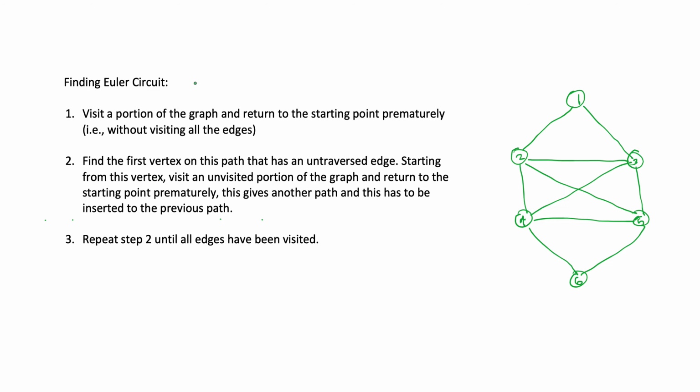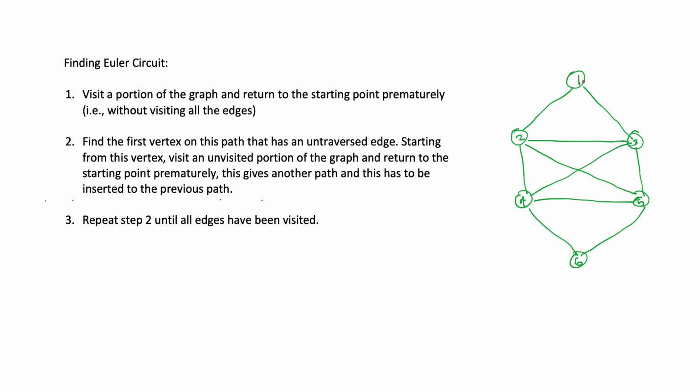Now let's look at how we can find an Euler circuit in a graph. So I have listed the steps here. The first one is to visit a portion of the graph and return to the starting point prematurely, that is, without visiting all the edges. So let me work it out along with the description. I have a graph here and the vertices are marked with some numbers, and I'm starting from this point, then I'm visiting a portion of this graph and I'm coming back to the same point prematurely, that is, without visiting all the edges. The path I just traversed is 1, 2, 3, 1.